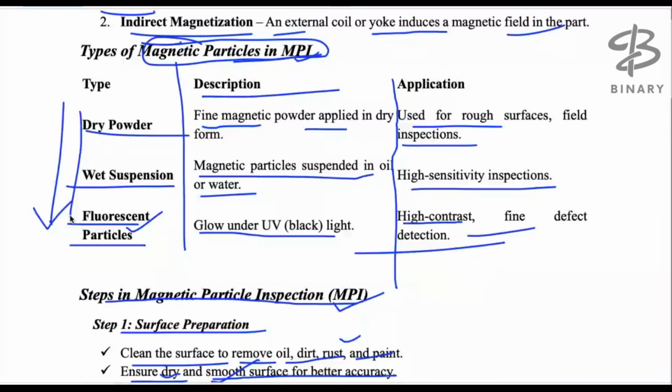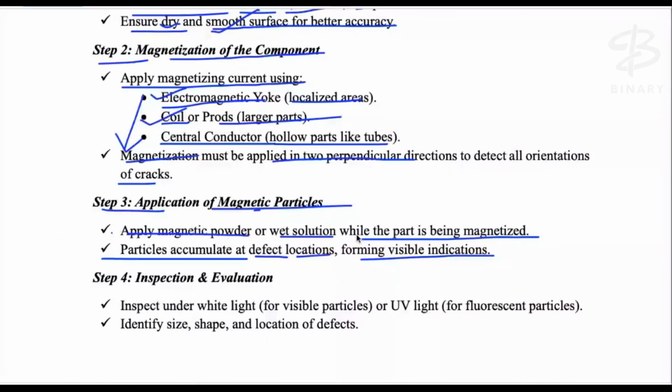Once we apply the magnetic particles, whichever we use, they will be magnetized. Due to the magnetization, the particles accumulate at the defect locations, forming the visible indication. Wherever the magnetic particles accumulate would be identified as a defect or crack. Basically, cracks are under the category of defects.